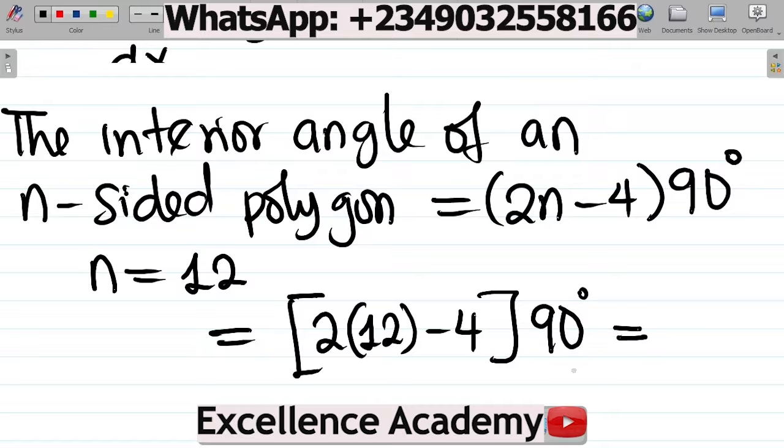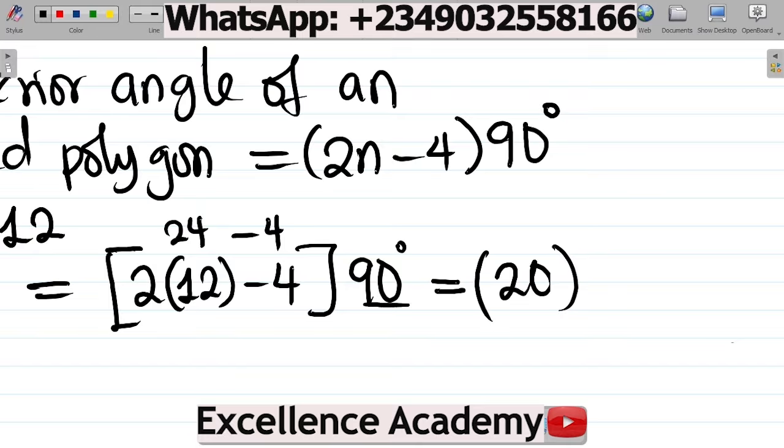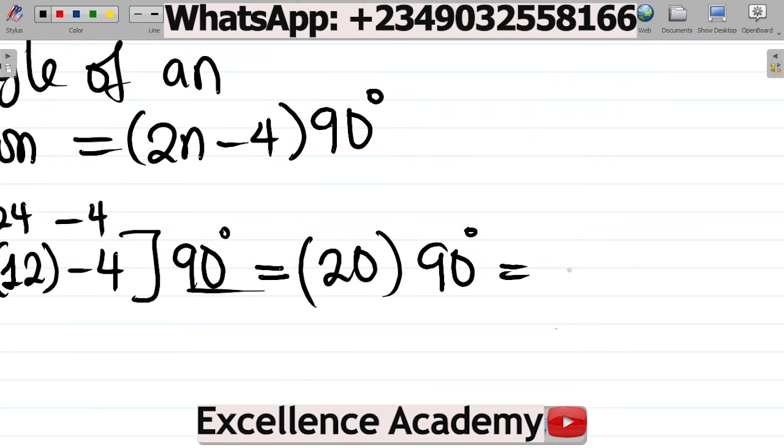Working on this, 2 times 12 here is 24. 24 minus 4 will give you 20. That becomes 20 in brackets, times your 90 degrees. If you multiply this, 20 times 90 gives you 1080. You have 1080 degrees. So that's your value.